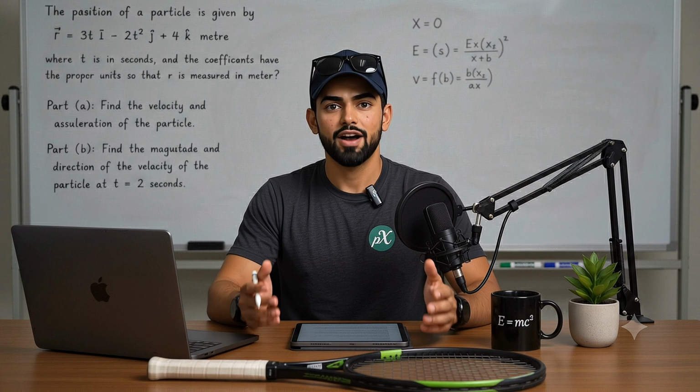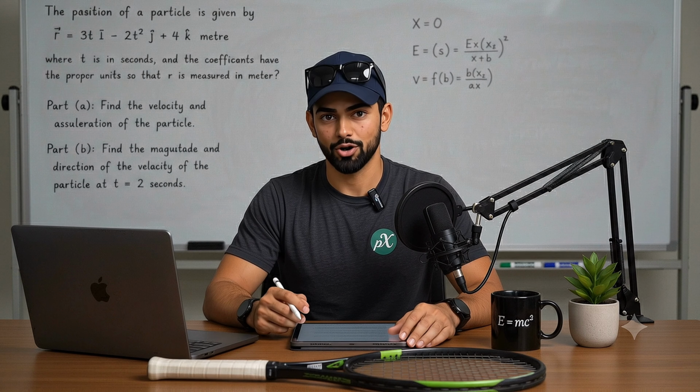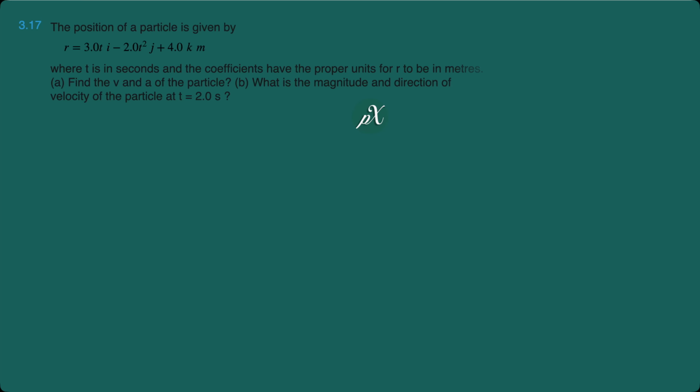Part A. Find the velocity and acceleration of the particle. Part B. Find the magnitude and direction of the velocity of the particle at t equals 2 seconds. Now that we've understood the question, let's solve it step by step. We have a particle, and its position vector is given as r equals 3t i minus 2t squared j plus 4k.